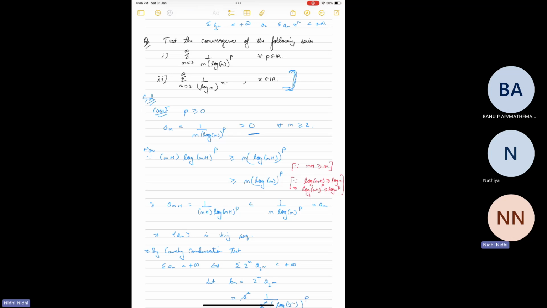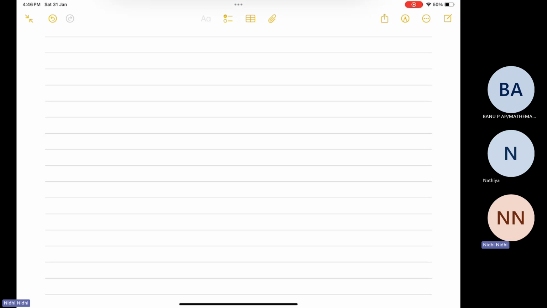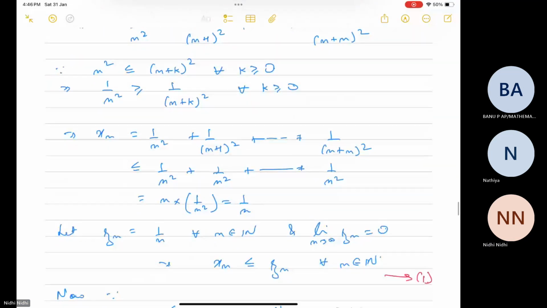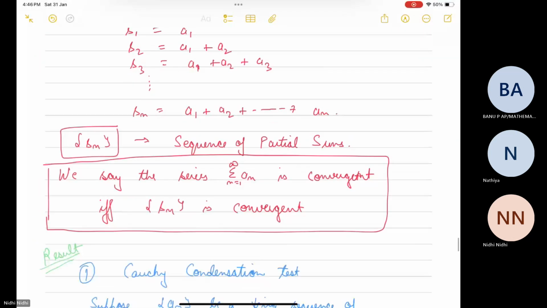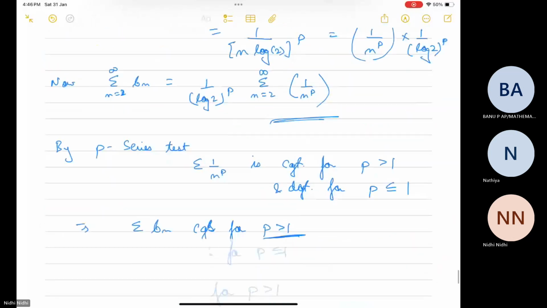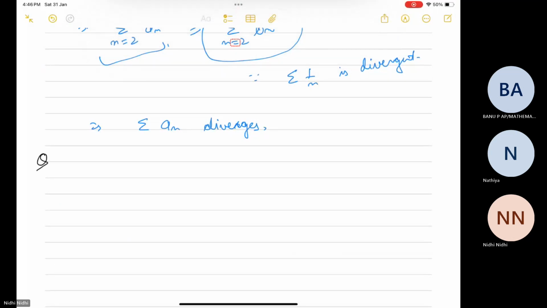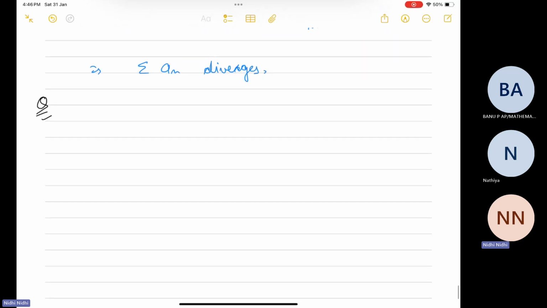Okay, so yeah, we still have time. We can discuss one more problem. Test the convergence or divergence of the following series: summation n from 1 to infinity log n upon n to the power 3 by 2.